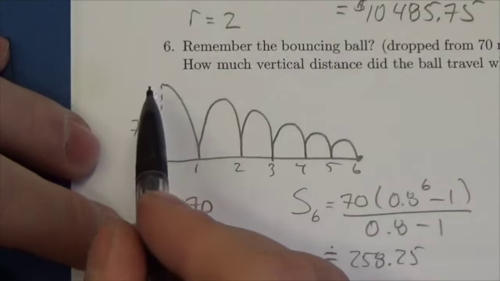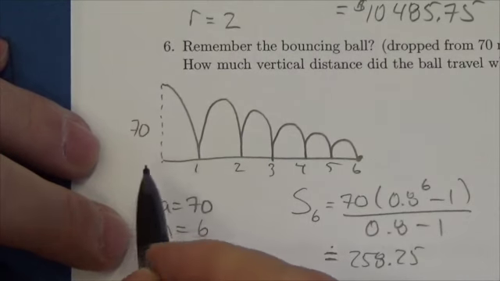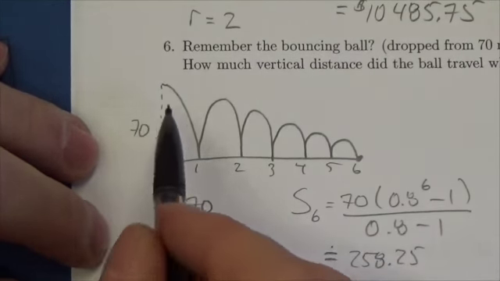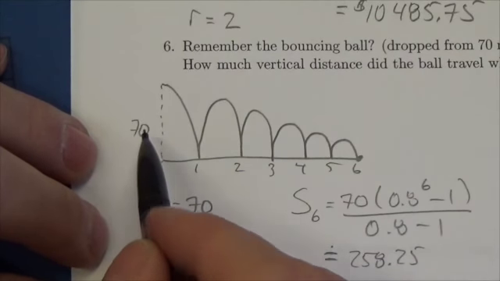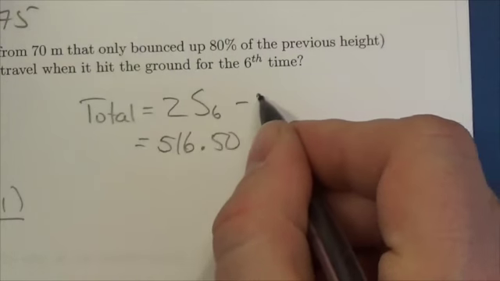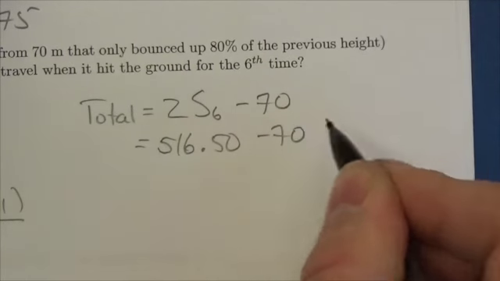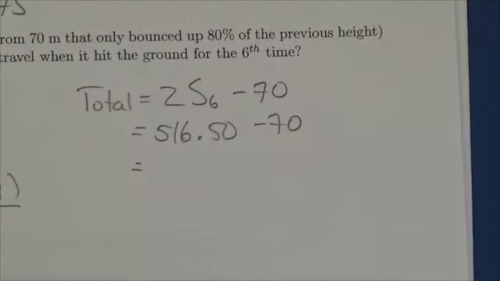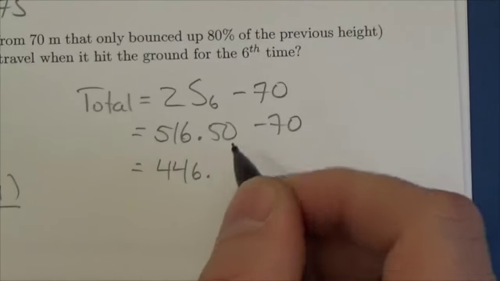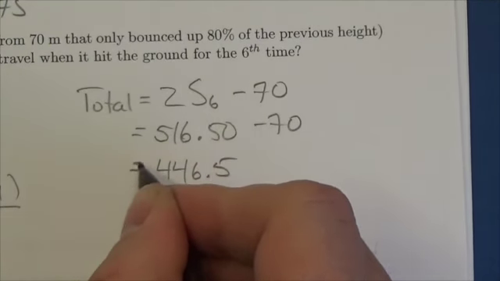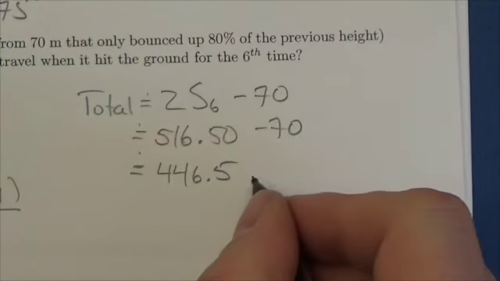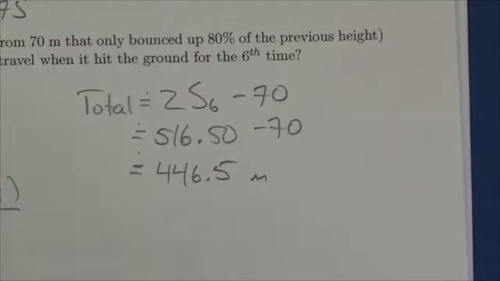We started from the top and dropped it down. We didn't start here and throw it up. It started up here and came down. So this term should not have been doubled. To make this correct, I actually have to subtract 70 from that value, and that gets me 446.5, and that's the number that we're looking for. These are all approximate because I'm rounding, but that's what we want to do.